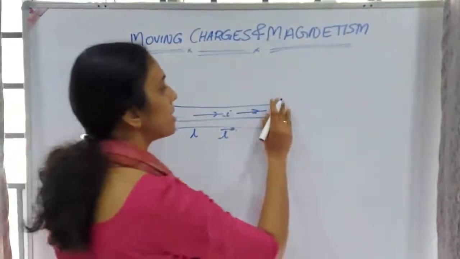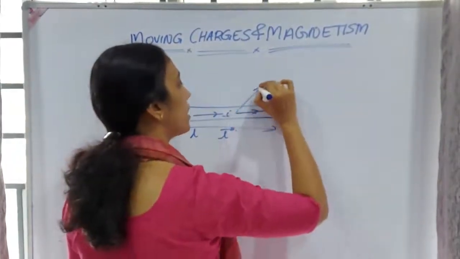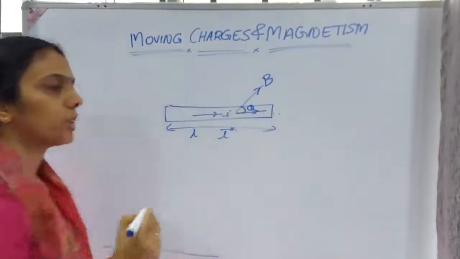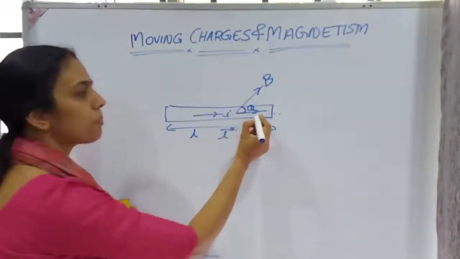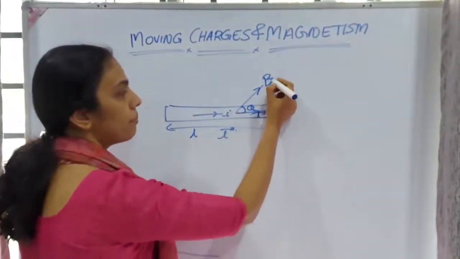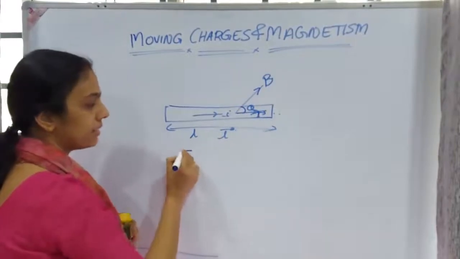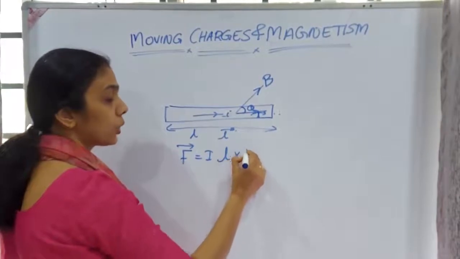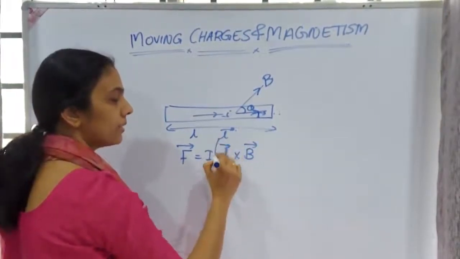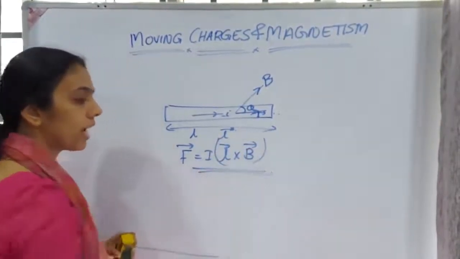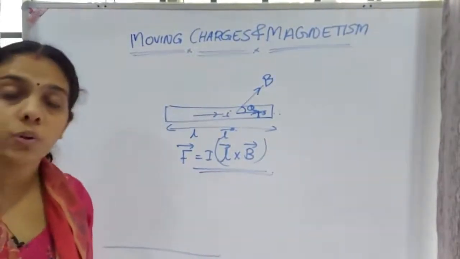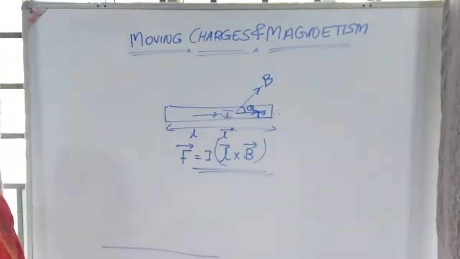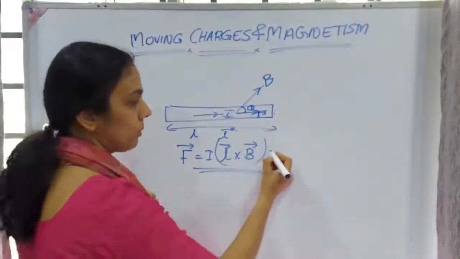And if B is acting at an angle theta with respect to that length, with respect to the length of the conductor, then the force acting on the conductor will be I L cross B. Okay, this is the formula which we will be deriving if we are finding out the force acting on a current carrying conductor placed in a magnetic field. So here, I L cross B.